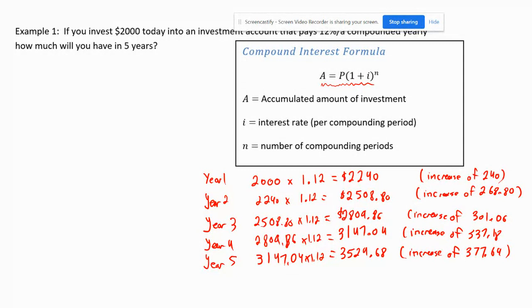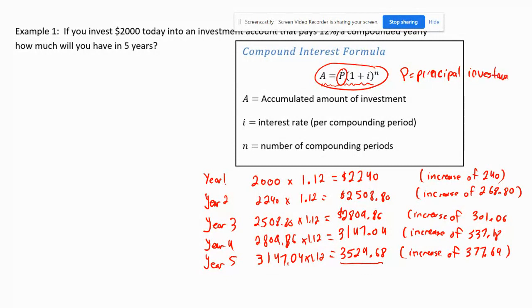So the quick way to get this answer is using this formula. And guys, there's a variable I'm missing over here. P, which is this value right here, is what we call the principal investment, which is how much you have to start with.